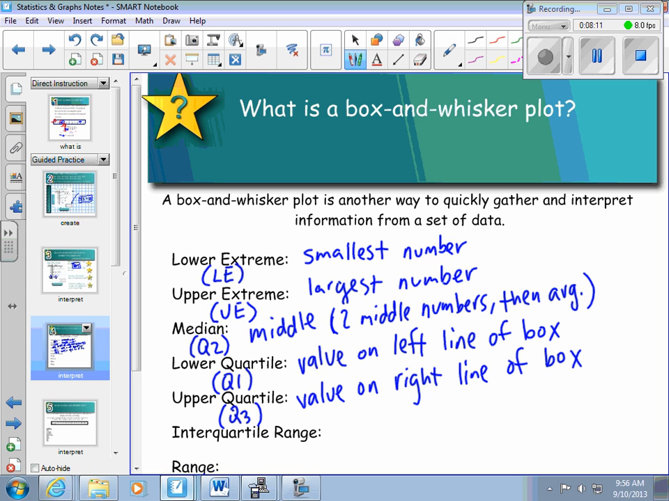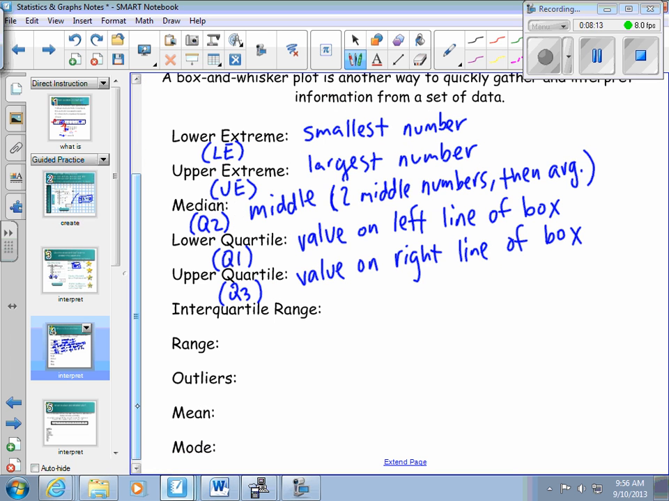Interquartile range, when we start talking about range, that is in between 2 numbers. And the interquartile range is your Q3 or upper quartile number minus Q1, which is our lower quartile number. The range is the whole graph now. So that's your upper extreme minus your lower extreme.